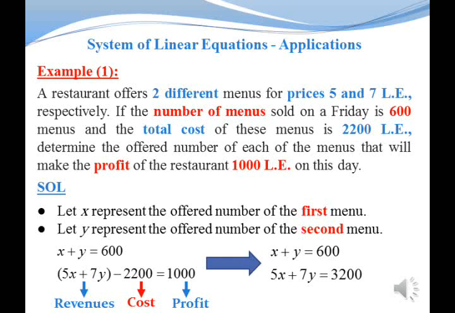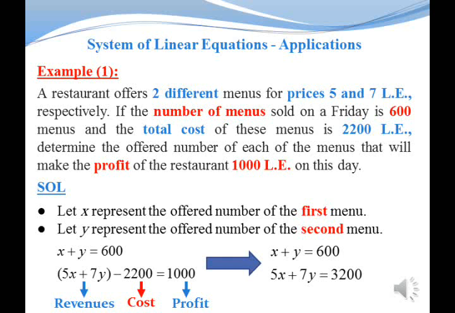Usually this type of word problem is solved, the main trick or the main tip to solve them is to determine your variables, to define your variables. What is the x, what is the y, what is the z, how many variables do we have? And usually the clue is in the question itself. The question says determine the offered number of each of the menus. So this is the solution to your system, the number of each of the menus.